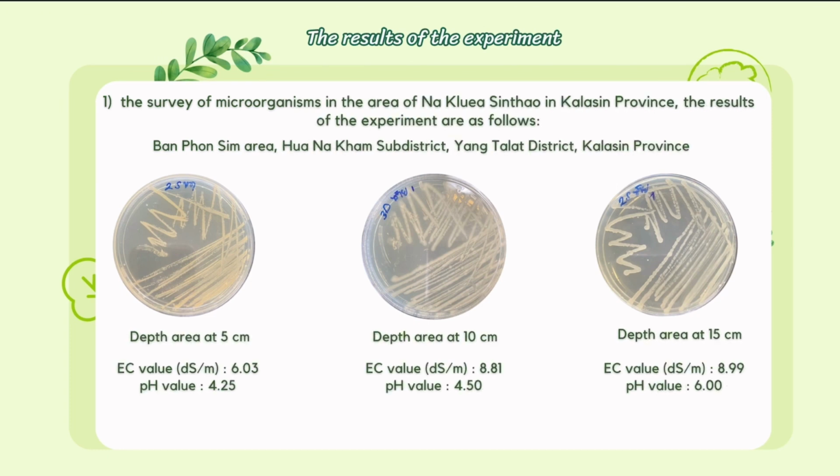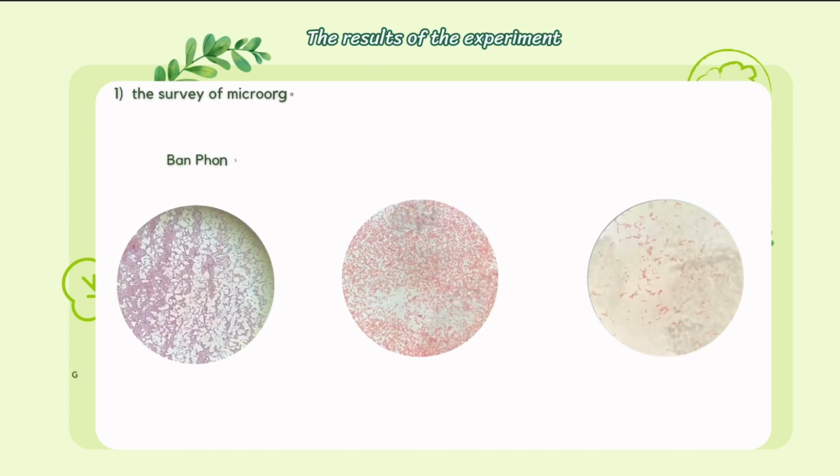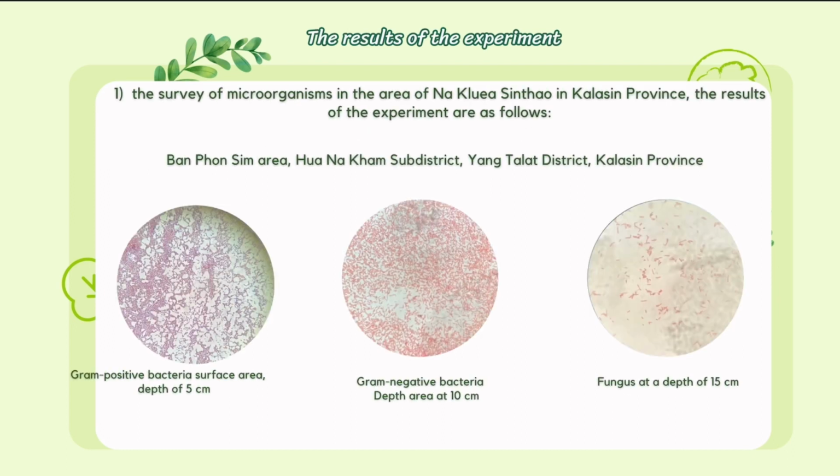Microorganisms found at Ban Phon Sim area, Hua Na Kham sub-district, Yang Talat district, Kalasin province. Depth 5 cm: EC value 6.03, pH value 4.25. Depth 10 cm: EC value 8.81, pH value 4.50. Depth 15 cm: EC value 8.99, pH value 6. Bacteria and fungus were found at Ban Phon Sim: gram positive bacteria at the surface area at a depth of 5 cm, gram negative bacteria at a depth of 10 cm, and fungus at a depth of 15 cm.